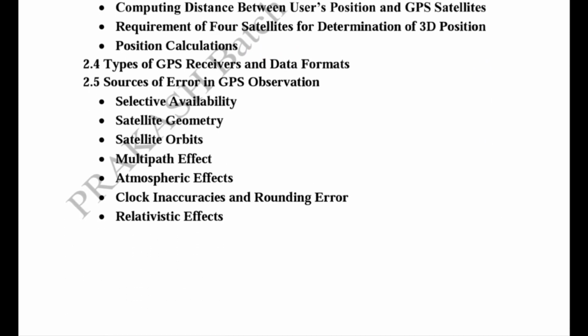After the calculation of our 3D position we will study the types of GPS receivers, because we know that not every receiver receives every signal transmitted by the satellites. So these receivers are classified on the basis of their frequency, and also on the basis of their accuracy. This classification of GPS receivers we will study in the upcoming lecture in this unit. After that we will study the GPS data formats, meaning in what data formats we can get the output from the GPS.